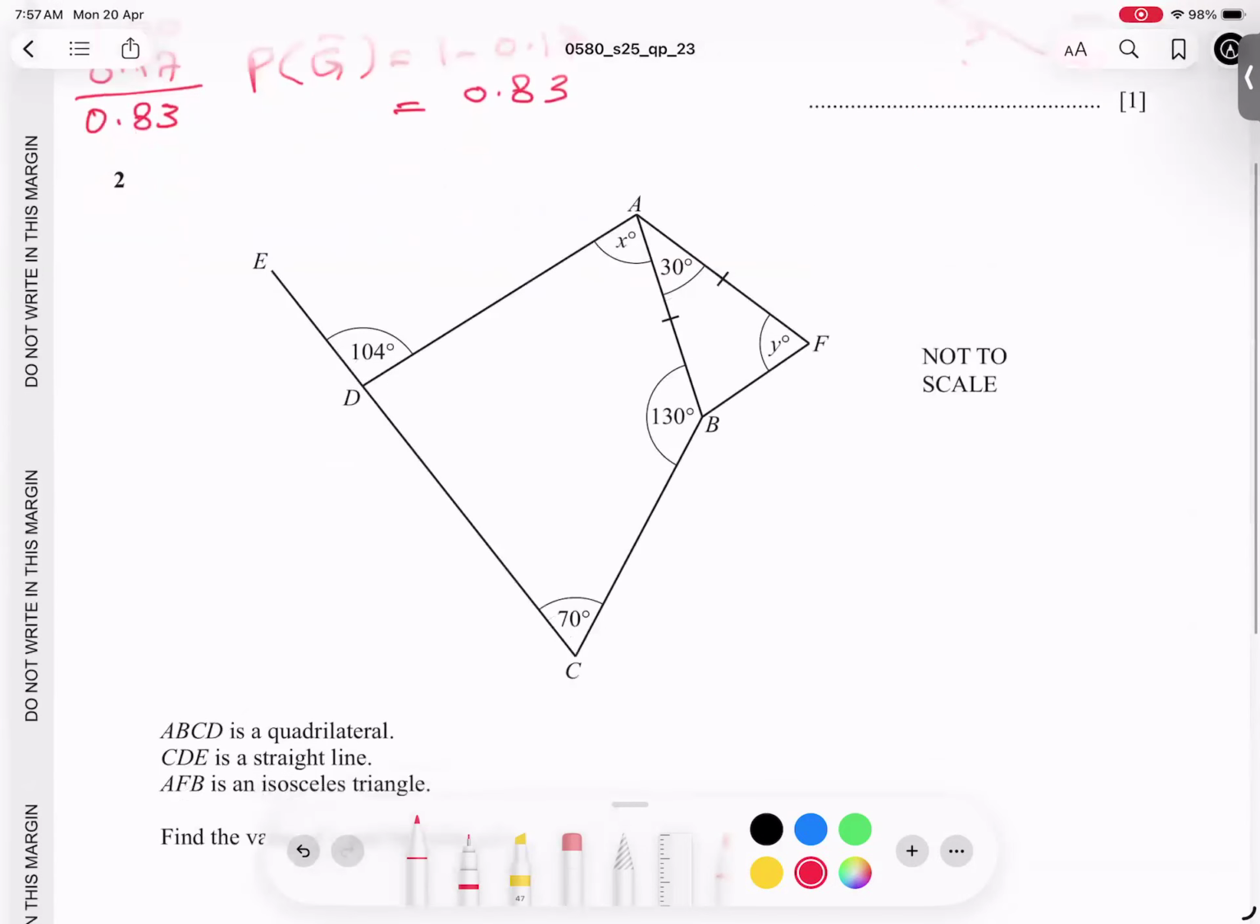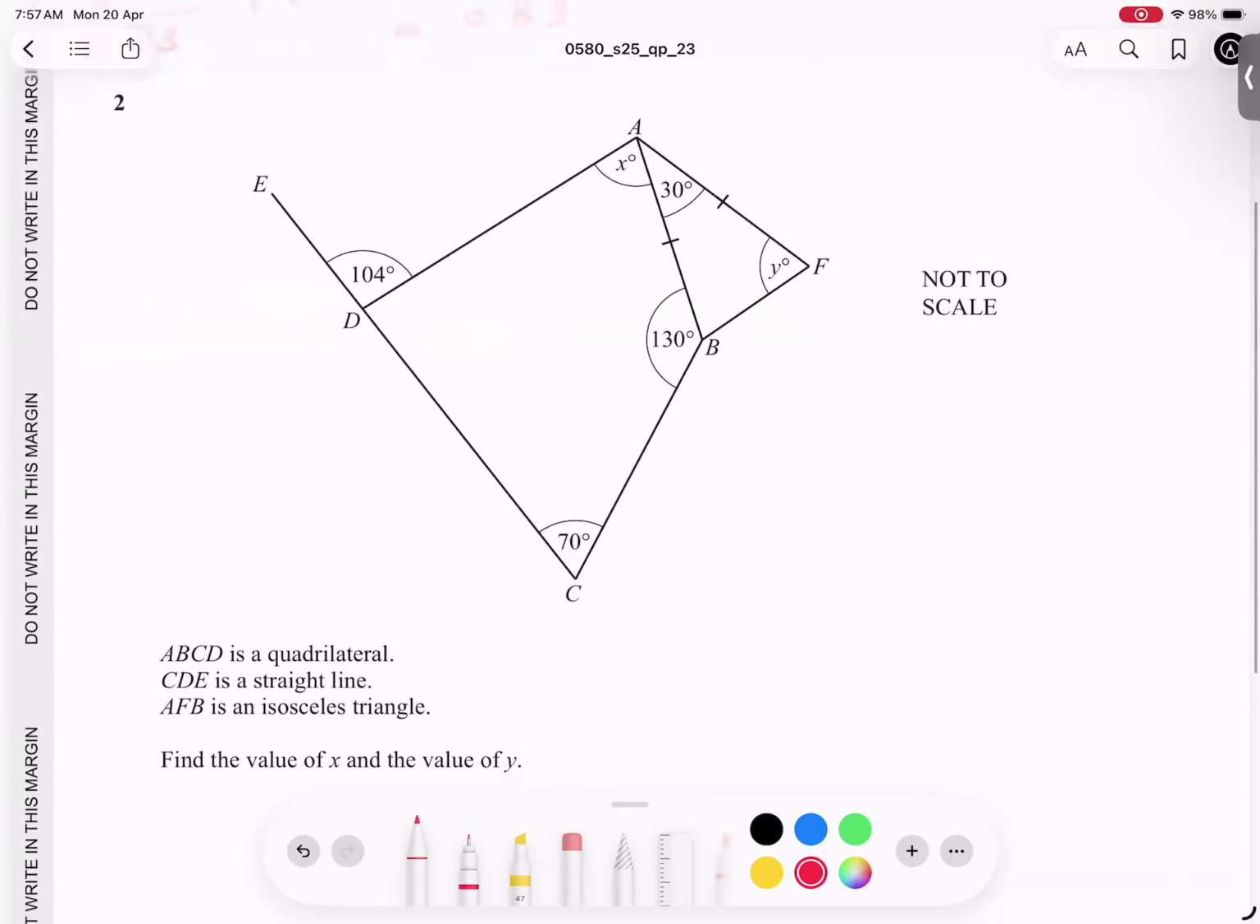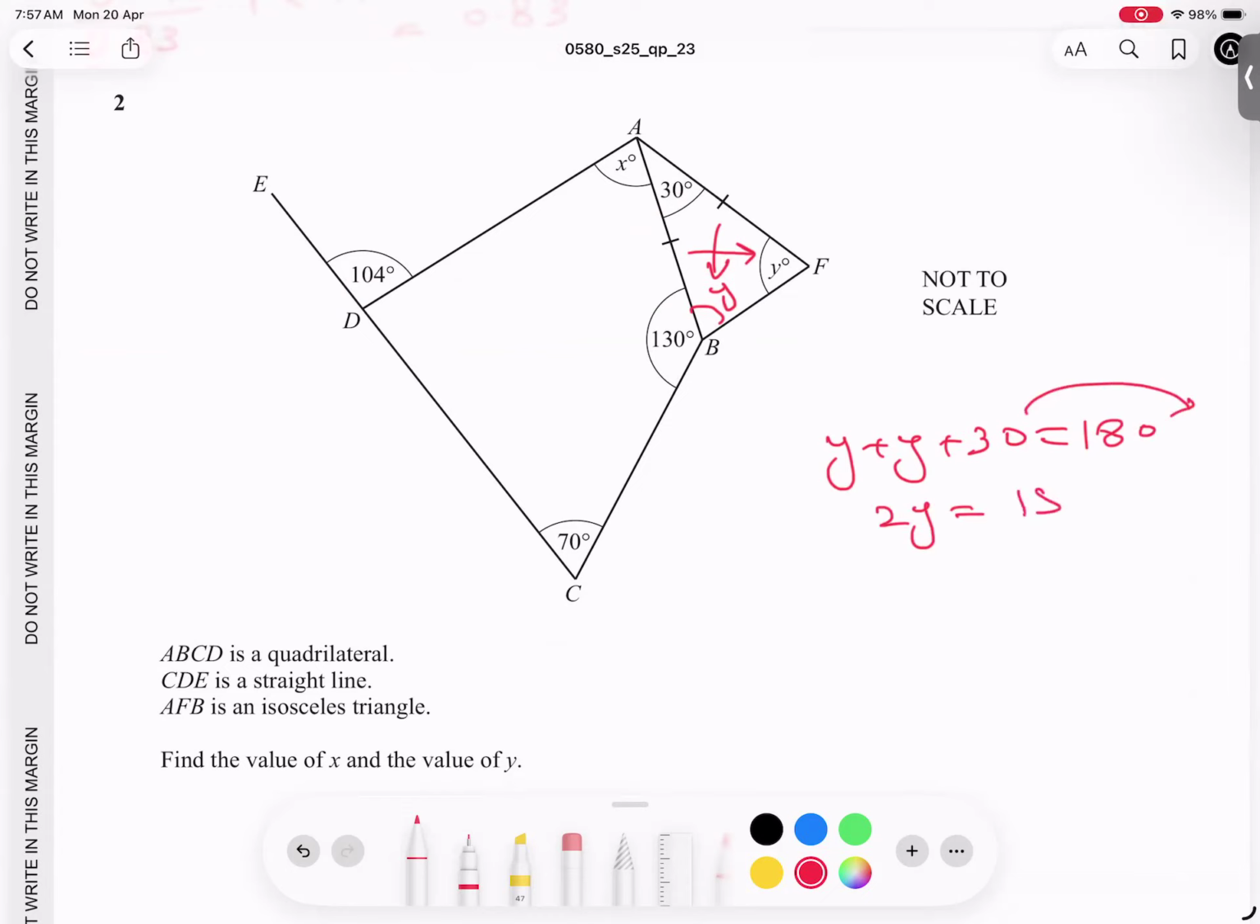Okay. Question number 2, we have to find x and y. First of all, you can see these double cuts. Double cuts means these are equal to each other. So if this is y, this is also y. So I can say clearly y plus 30 equals 180. So y plus y, 2y, 30 will go on the other side. I will get 150, and when I divide by 2, this becomes 75. I think the point is very clear. We have done the y value.